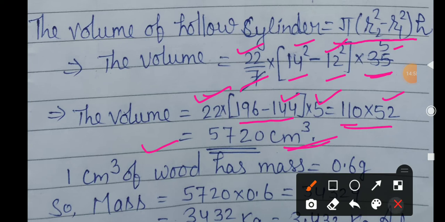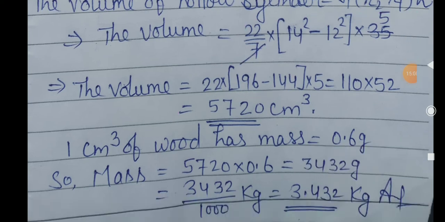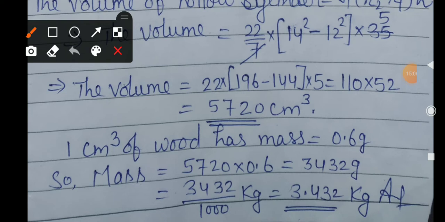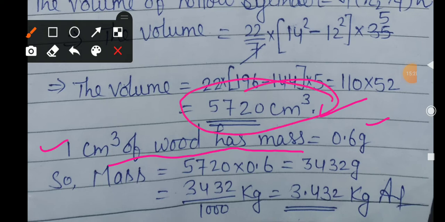Then you have to convert this volume into the mass with the help of the given mass. The mass is given in your question. So see this, volume is this. We have 1 centimeter cube of wood that has a mass of 0.6 gram. So we have a total volume here, and then you have the mass of 1 centimeter cube. So you have to multiply these things and then you get the answer.